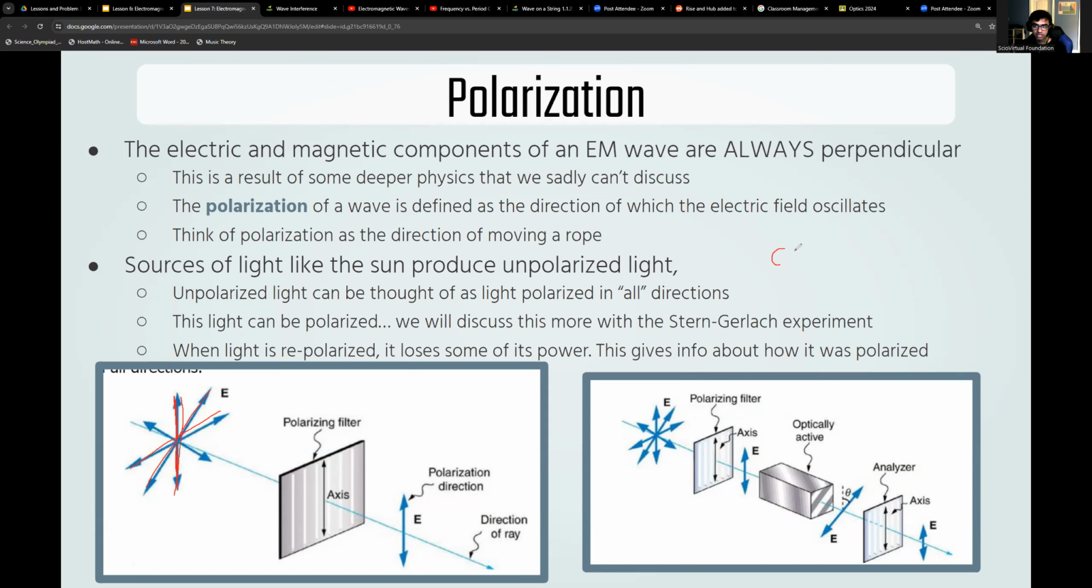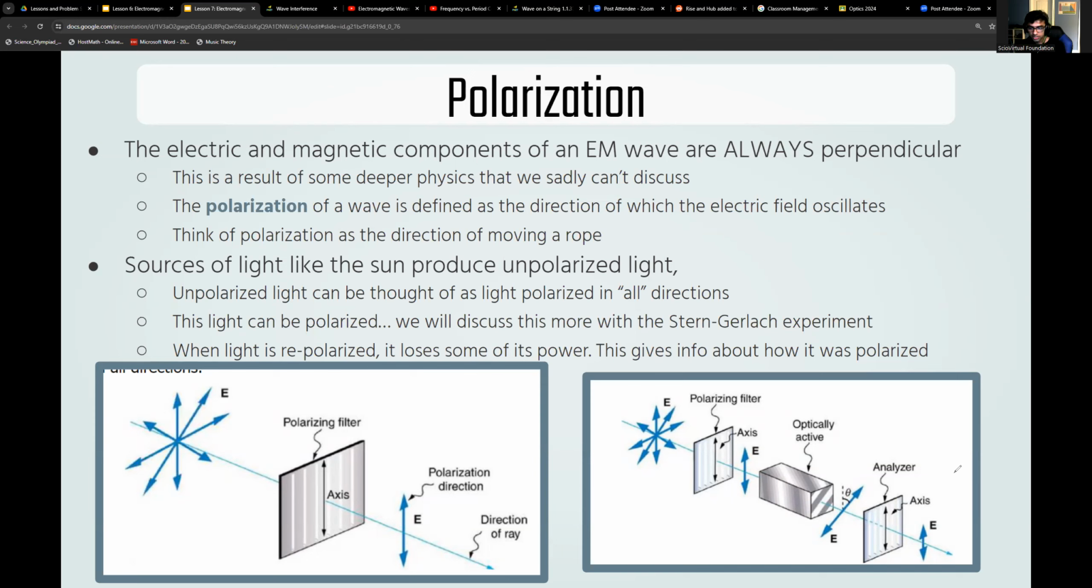The relationship actually depends on the cosine squared of the angle between our polarizations: I equals cosine squared theta times I naught. That's Malus's law, a relationship which is not terribly difficult to derive.